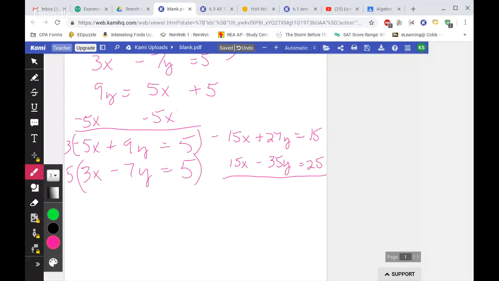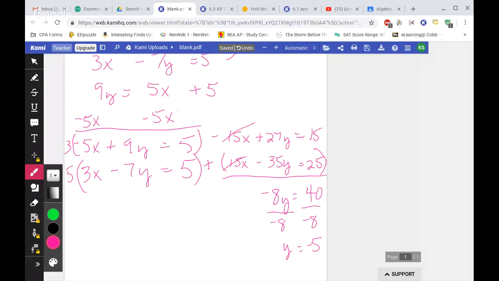We have 15 and 15. The signs preceding them are opposite. So that means we're going to add the equations together. So the 15s cancel out. And 27 combined with the negative 35 is negative 8y. And then 15 plus 25 is 40. Divide both sides by negative 8. And we have y equals negative 5.